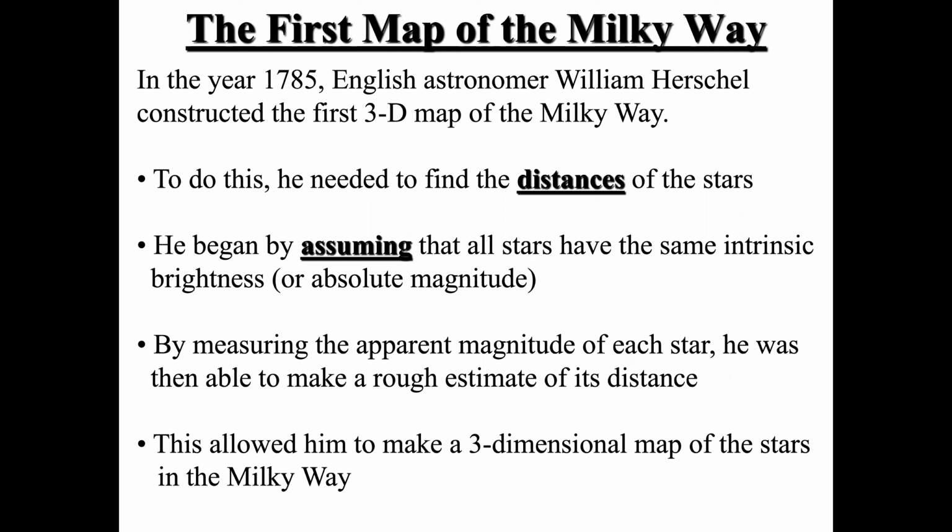Now, he began with an assumption that all the stars have the same intrinsic brightness, which means the same absolute magnitude. So he thought that maybe all of them are the same distance. Then he measured the apparent magnitude of each star and made a rough estimate of the distance, right? So he assumed one particular absolute magnitude for all the stars, which is in fact wrong. We know that it is wrong. And then he measured the apparent magnitudes, did some estimates for the distances, and made this particular map right here.